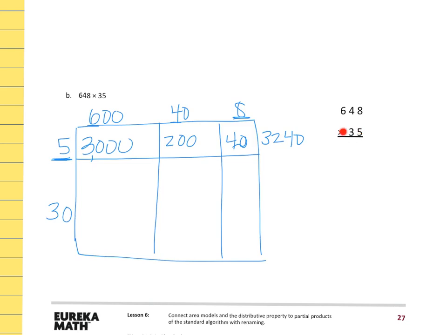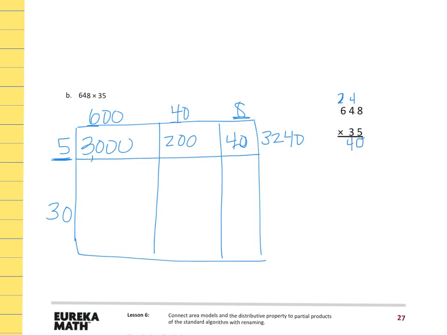Now let's go over to the standard algorithm and practice renaming or regrouping up on top, because we're going to be doing the 5 times the 8. The 5 times the 8, that is 40. So we're going to do 4 on top of the tens, which is the 4, bring down your 0 in the ones column. 5 times 4, that's 20, and you're going to add 4 more. That's going to be 24.